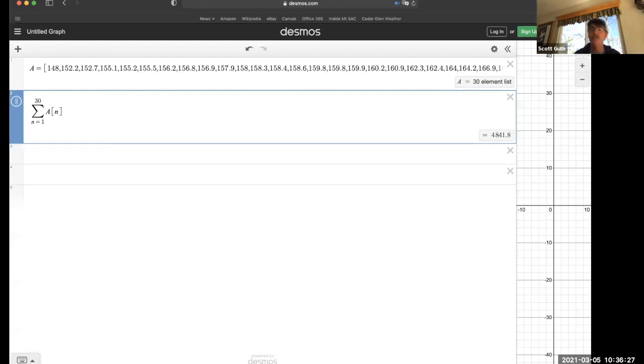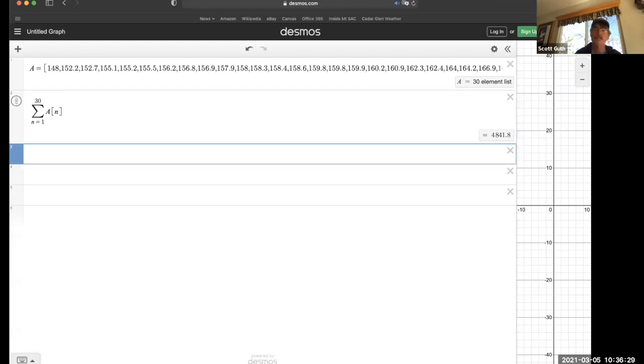So if you hit enter, and again, I'll never have you do this again, it should add up to 484.1. Can anybody verify that? I got 481.8. Okay, does anybody else have something different? I got 484.1.8. 4841.8 is what I got also.